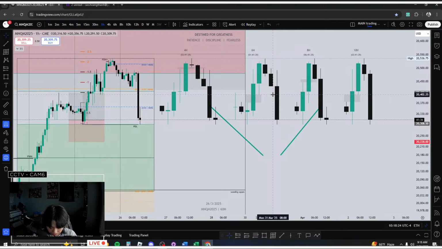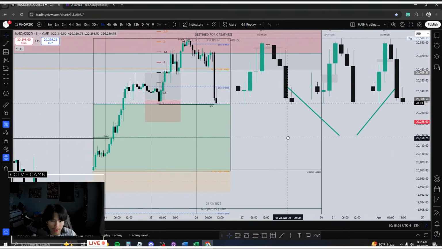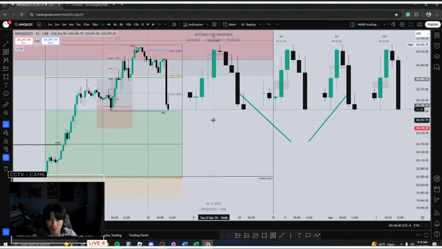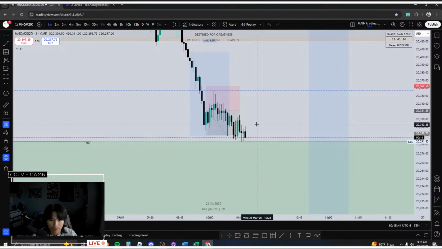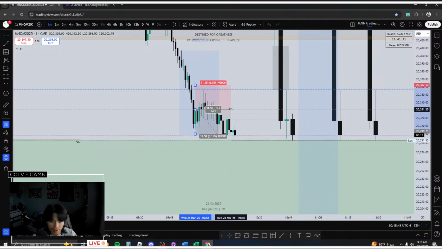and after taking out the 4-hour low and the 8-hour low, we should expand lower towards this discount of this dealing range here. So that could have been a trade opportunity. There you guys go. I didn't take this.